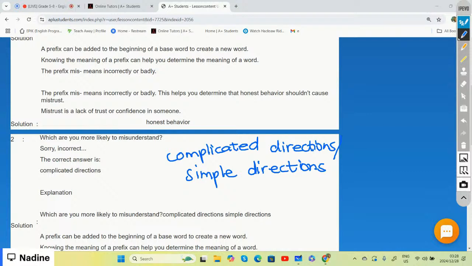And if we were to identify something that you are more likely to misunderstand, then it is a complicated direction, something that you don't fully understand. Like, this is so complicated. Do I go left? Do I go right? It's complicated.